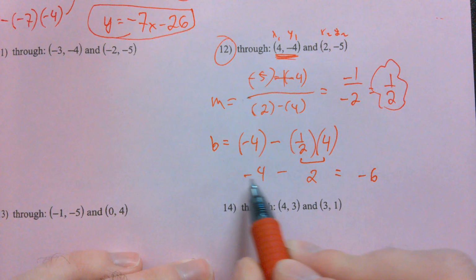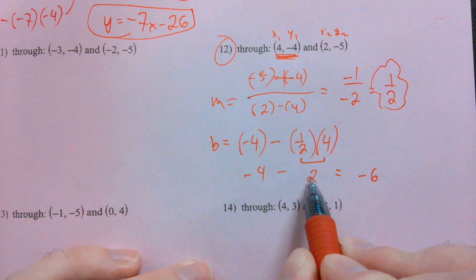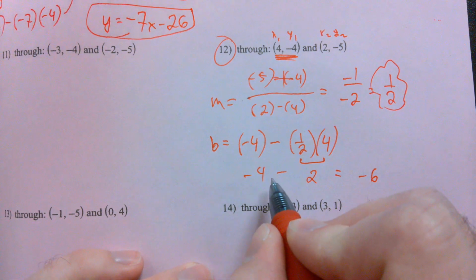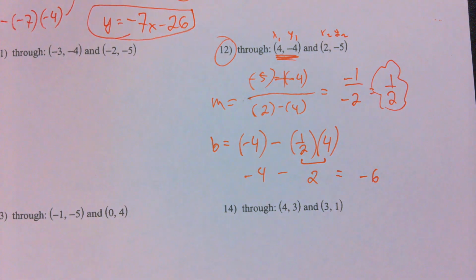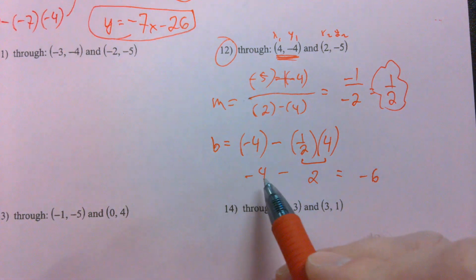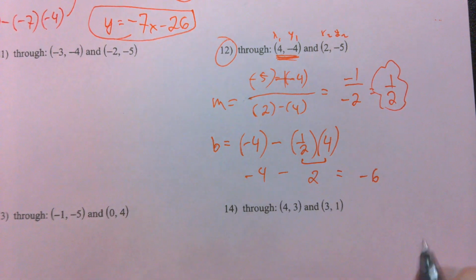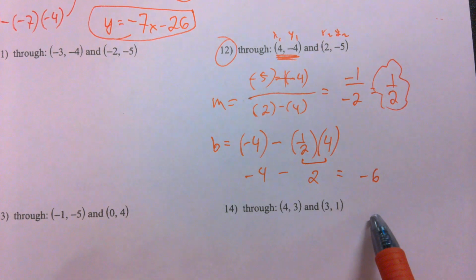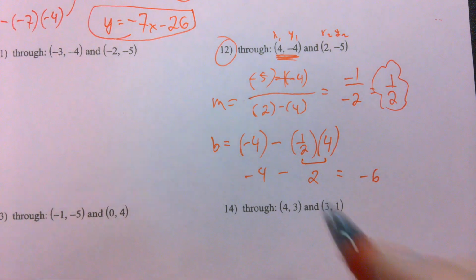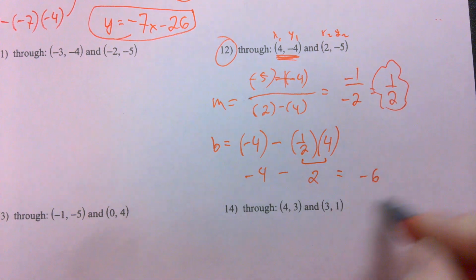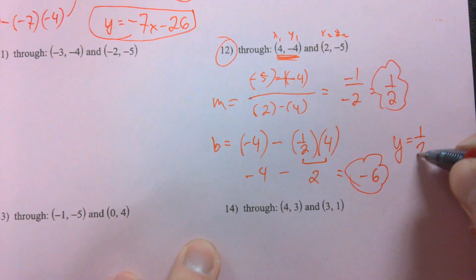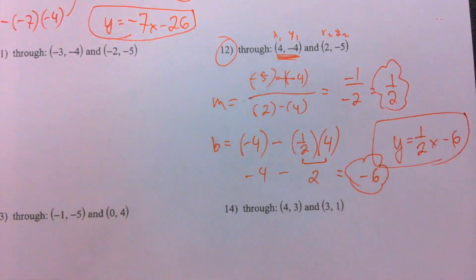It's like I always say, if you spend $4, then spend $2, you spent $6 in total. Anytime you see a negative number minus a number, you should think about that in your head. Negative 4 minus 2. If this was positive 4 plus 2, we'd get 6. So if we just flip it around, negative 4 minus 2, we get negative 6. And that's my b. So y is equal to 1/2 x minus 6. Boom. There's my equation for 12.